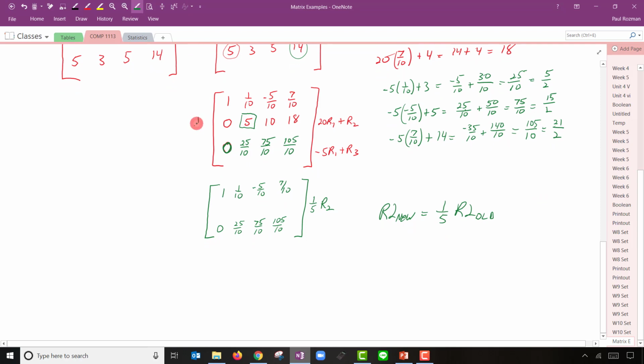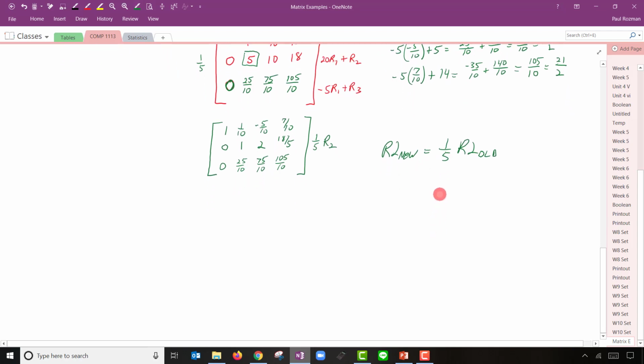So I just like to write a little cheat up here. 1/5 times 0 is still 0, so it didn't mess that 0 up. 1/5 times 5 is 1. 1/5 times 10 is 2. And 1/5 times 18 is 18 over 5. Might be better if I write it as 180 over 10, so I have everything in terms of tenths. But I'll leave it for now and see what happens.